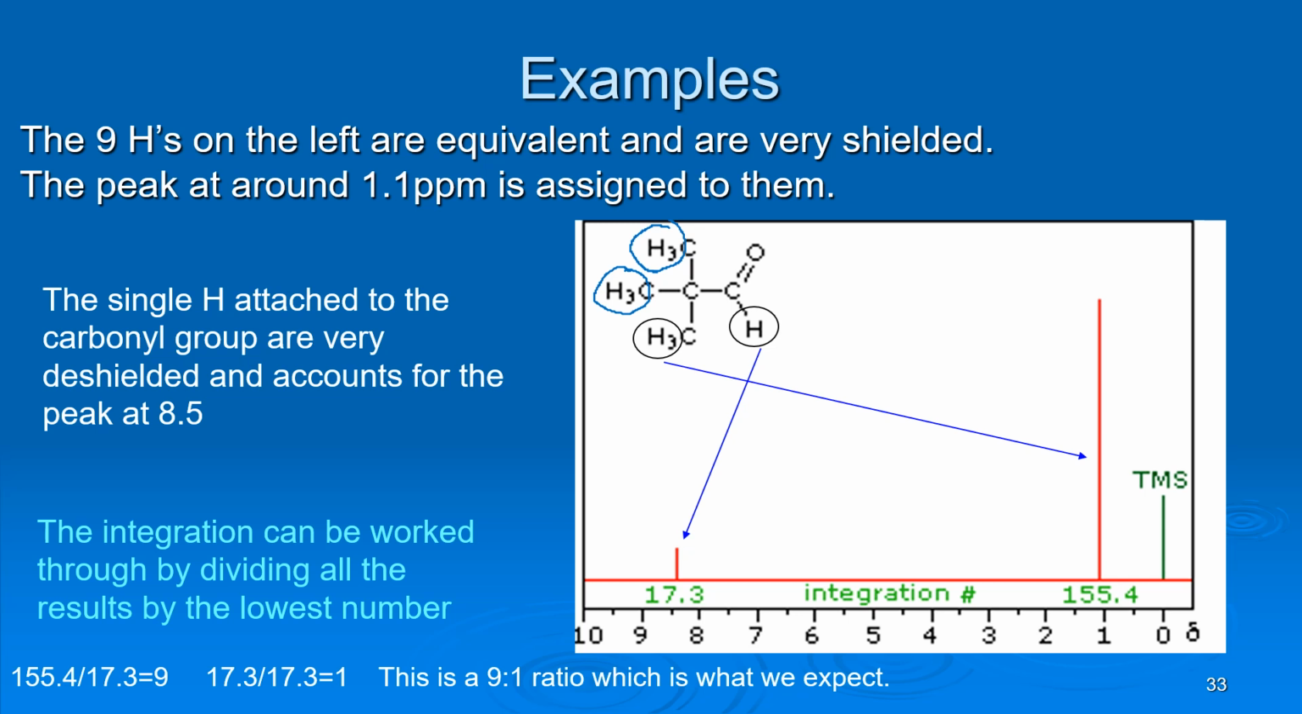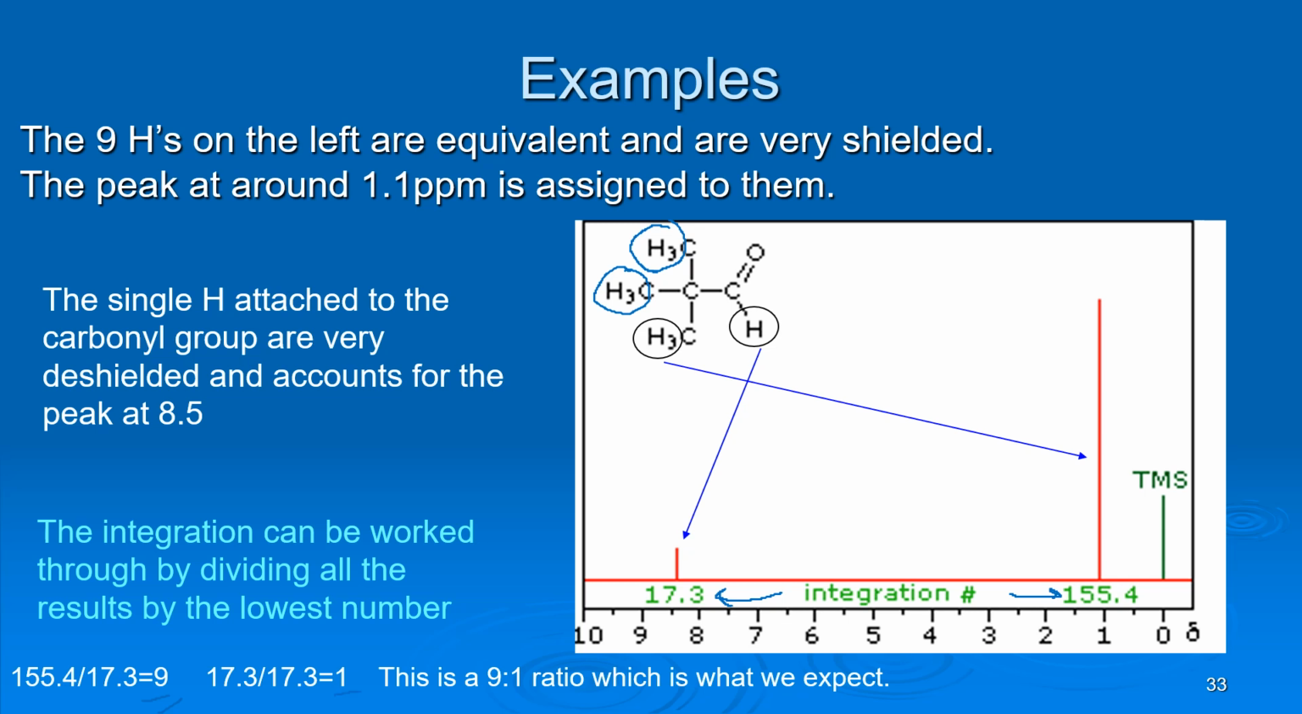And then the same thing about the ratio. Now, here they're doing it a little bit differently, and they're telling you, here's the integration. In other words, they measured the amount of area under the curve. And so again, you're just looking at the ratio. This number doesn't tell you much, but if you divide them both by the smaller number, 155.4 divided by 17.3 gives me 9, and obviously if you divide the smaller number by itself, you get 1. So that's a 1:9 ratio.